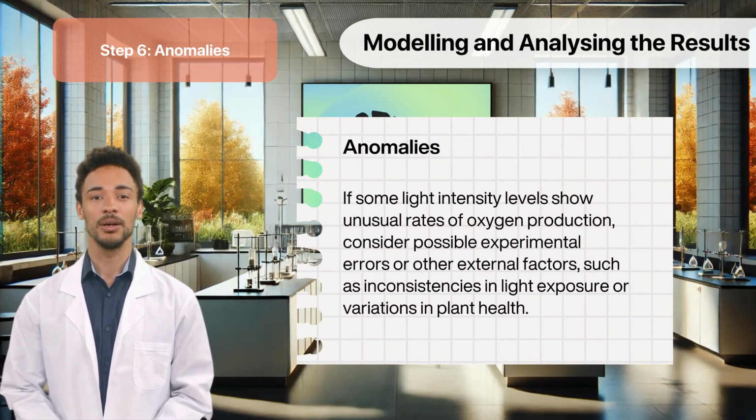Finally, consider any anomalies. If some light intensity levels show unusual rates of oxygen production, consider possible experimental errors or other external factors, such as inconsistencies in light exposure or variations in plant health.